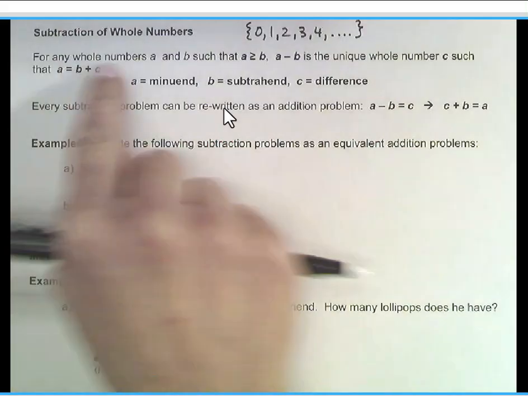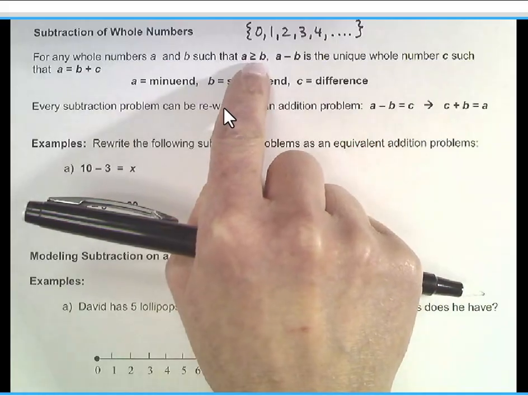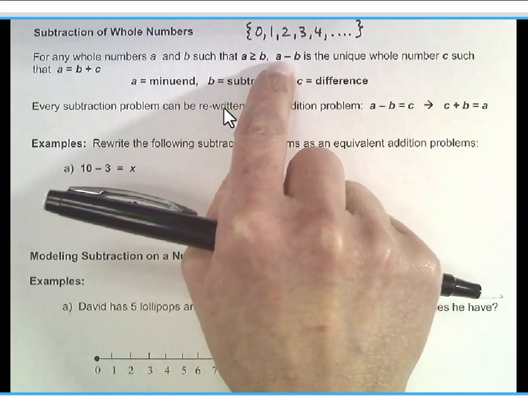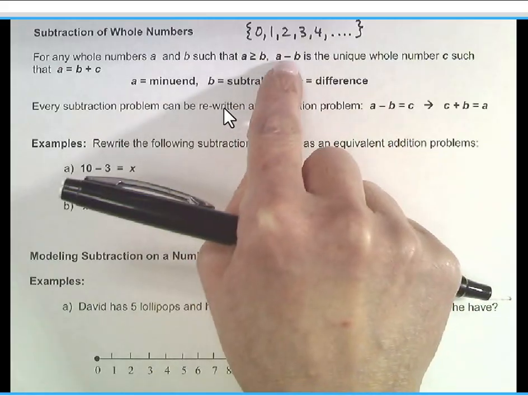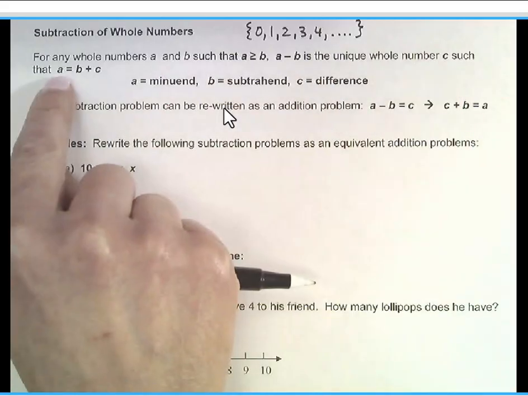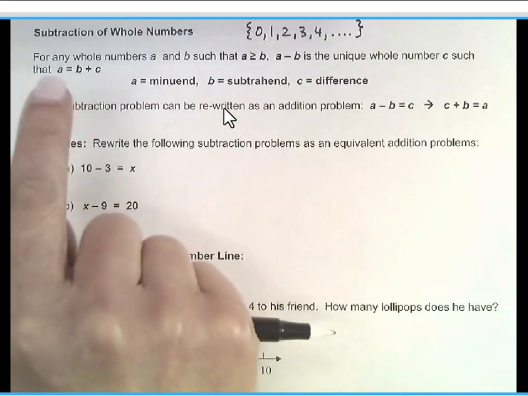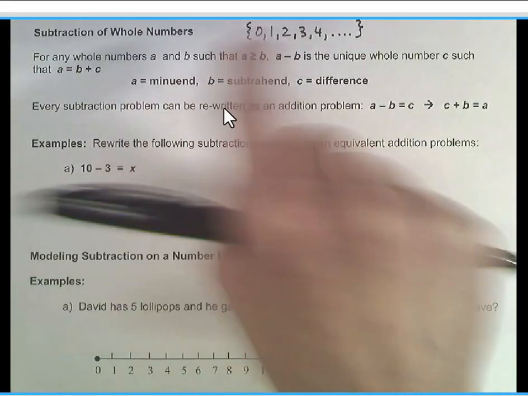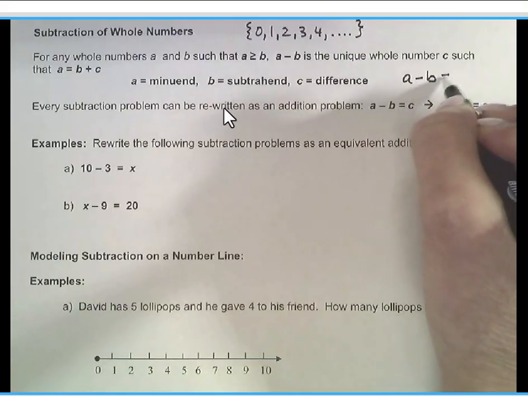So for any two whole numbers, a and b, such that a is greater than or equal to b, we want to make sure that a is bigger than b or equal to b. That way we don't get any negatives. So a minus b is a unique whole number c such that a is equal to b plus c. What's interesting is they define subtraction as addition. So what they're saying is basically a minus b is equal to c.